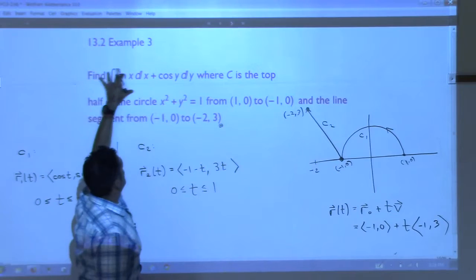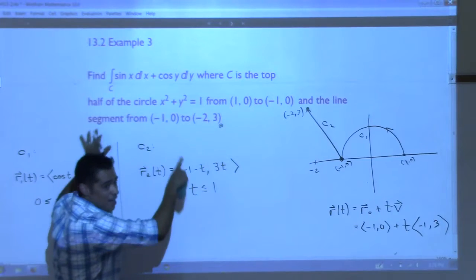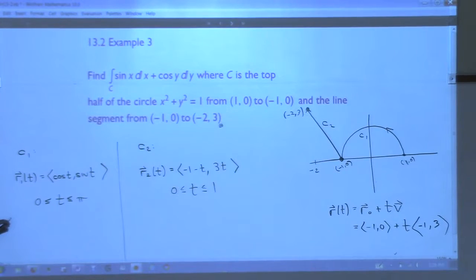Okay, so we've got to do this integral for both, right? But this integral is actually two separate integrals. So let's set up that first one. What would you like me to write here? You want me to split it? I'll just write it twice. So I've got to do the integral over C1, because I'm working with C1 here, of sine x dx, and then plus the integral over C1 of cosine y dy, right? Okay, you want to keep going? So we're in C1 here. What are we doing?